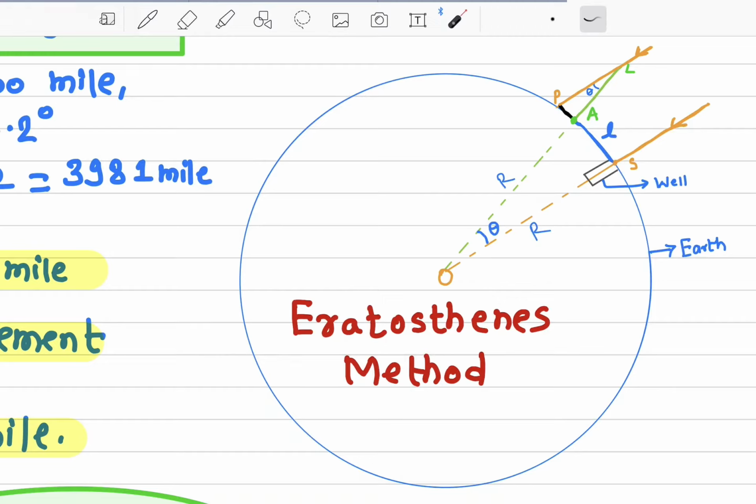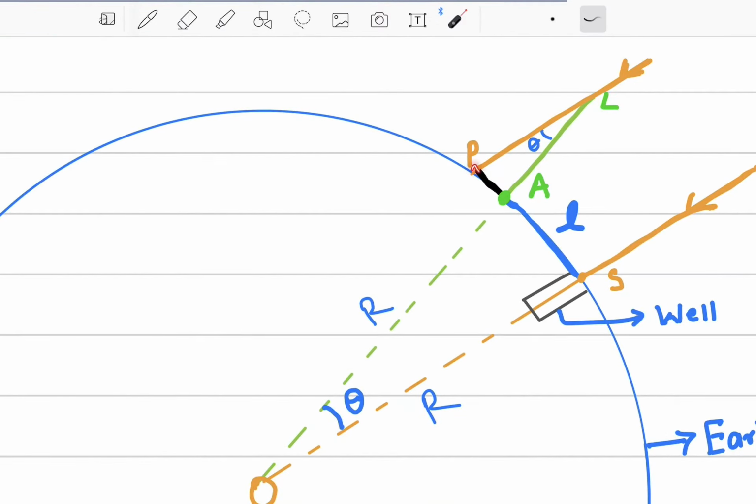And on the same day in Alexandria, he inserted a pole into the ground. What he measured is that there is an angle between the pole and the light rays. Or in other words, there is a shadow here. If you connect these two lines, this is the angle between the pole and the light rays.